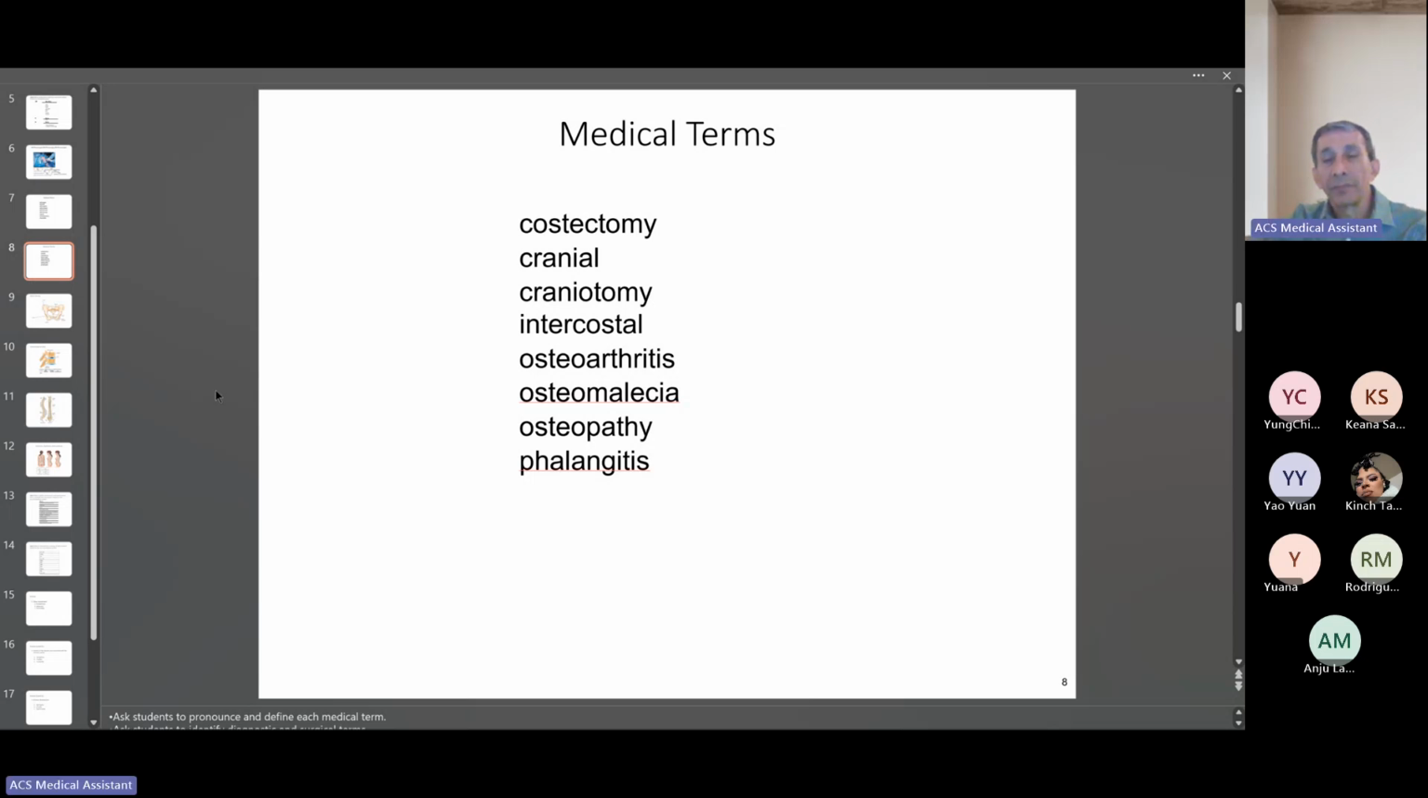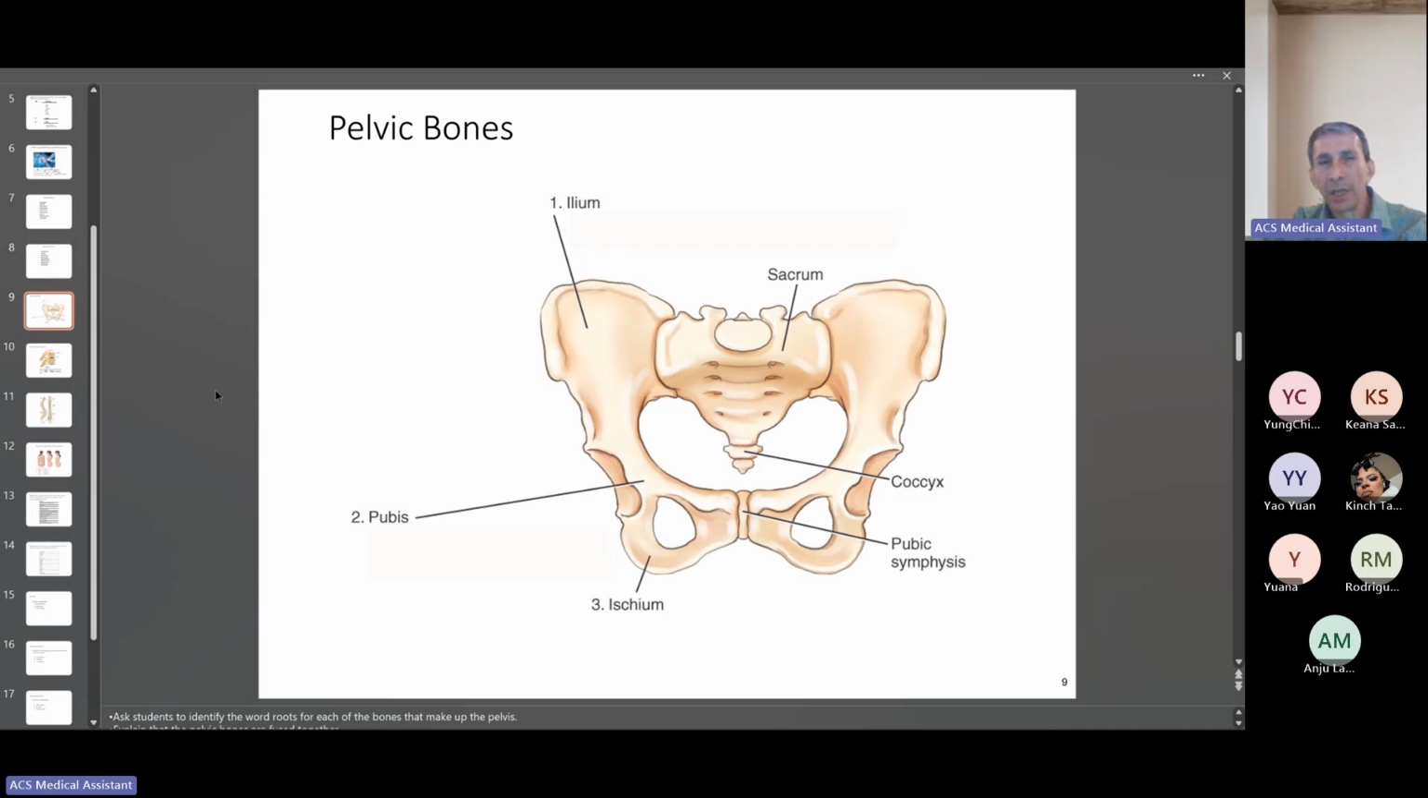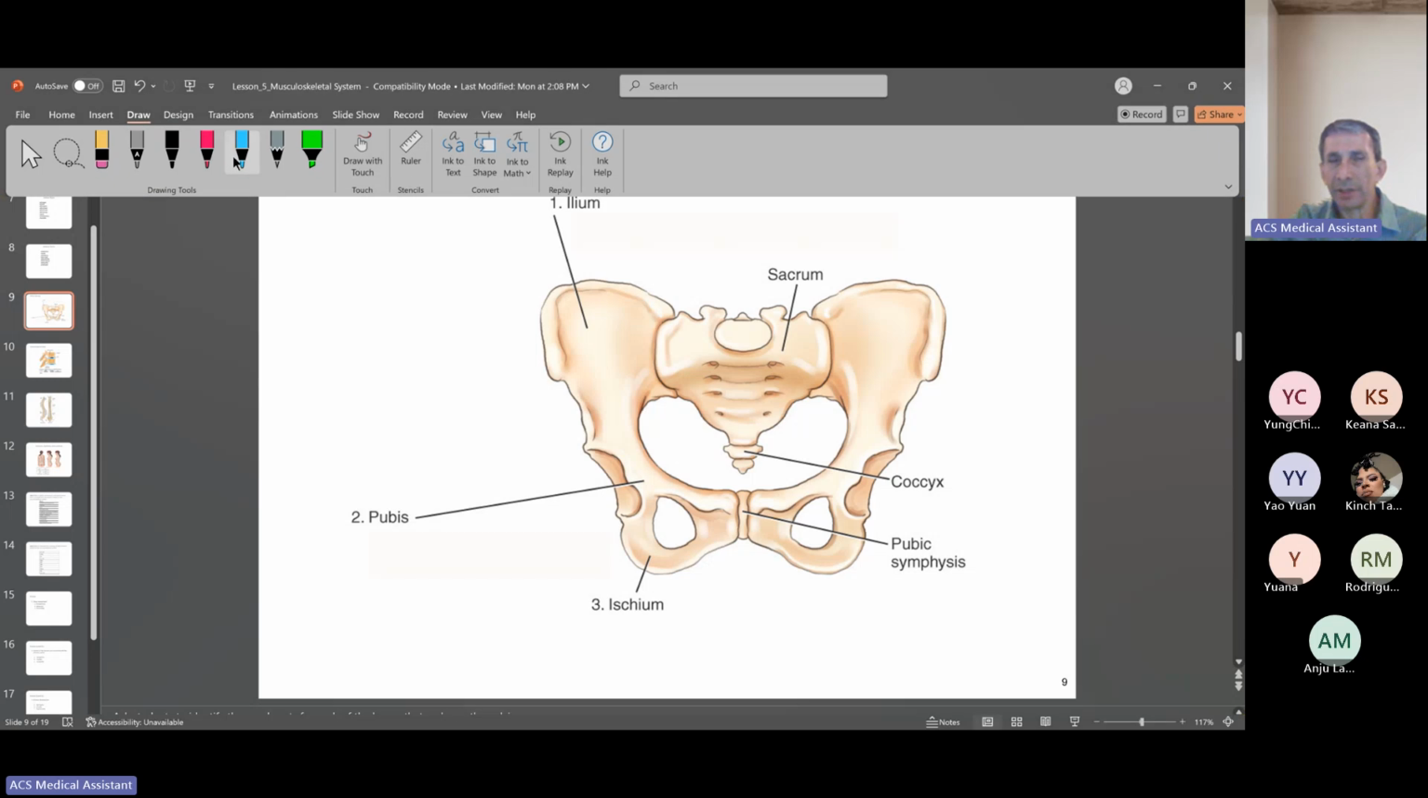Okay, moving on. Any questions about these terms? Let's move on. Remember that I mentioned that I was going to talk about the hip bones, or bones of the hip. Here they are.